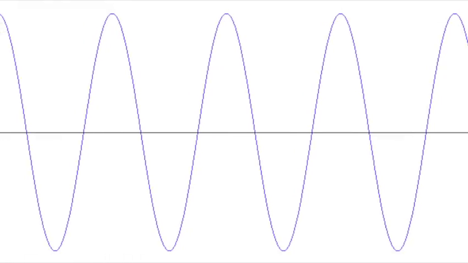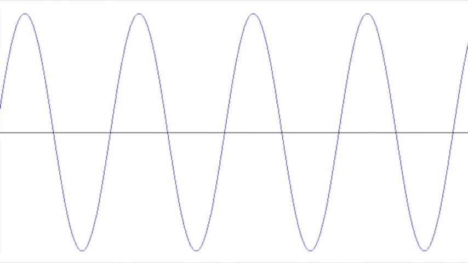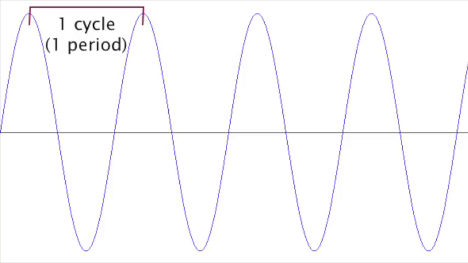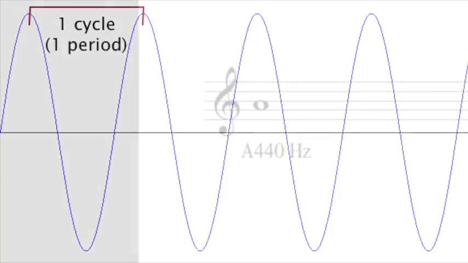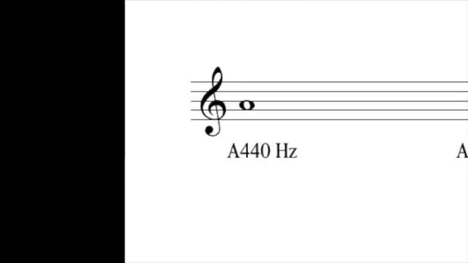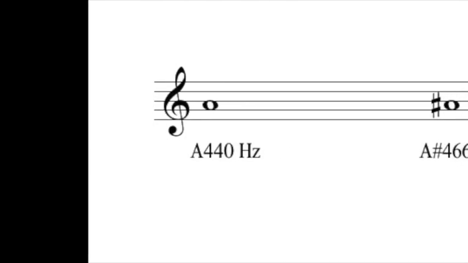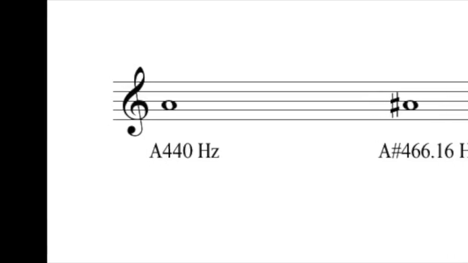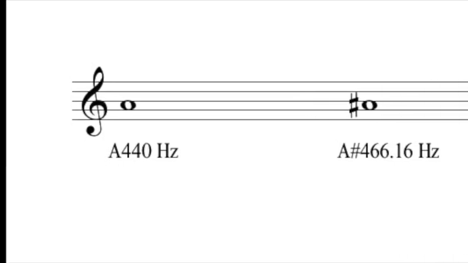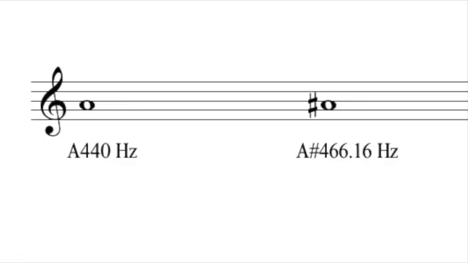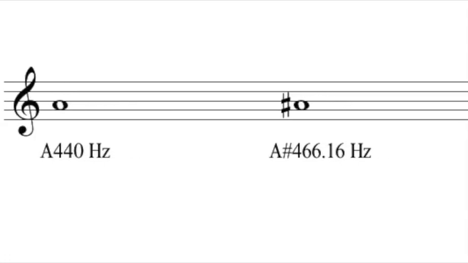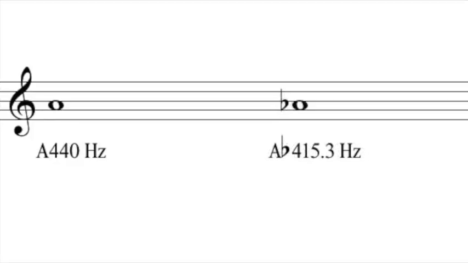You will recall the humble sine wave that we talked about in the last video, and that the distance between the wave peaks is one cycle, and the number of cycles per second determines the actual pitch of the note. We'll also recall that A4 is vibrating at 440 cycles per second. By simply adding a sharp sign to the note, we raise the frequency of the vibration to 466.16 cycles per second. Likewise, the addition of a flat sign lowers the pitch to 415.3 Hertz, or 415.3 cycles per second.